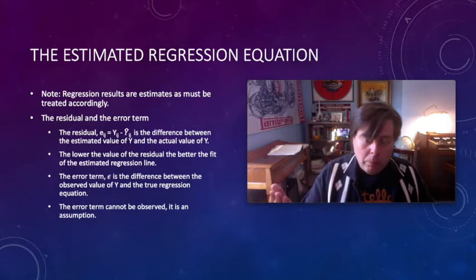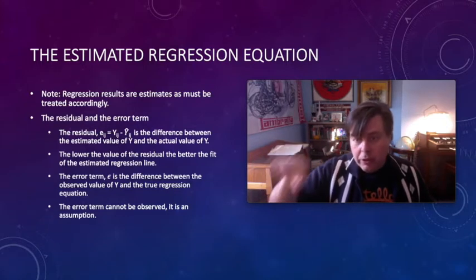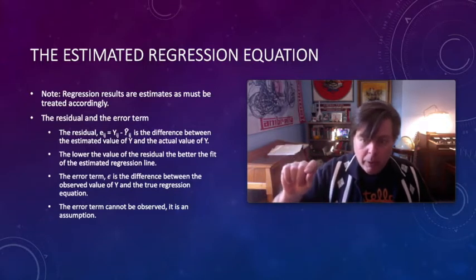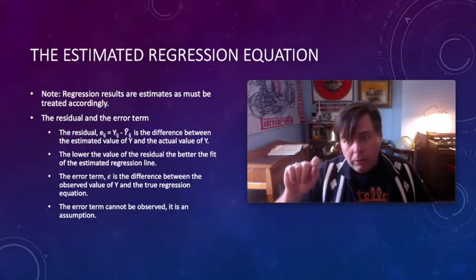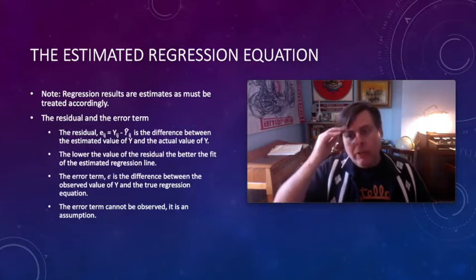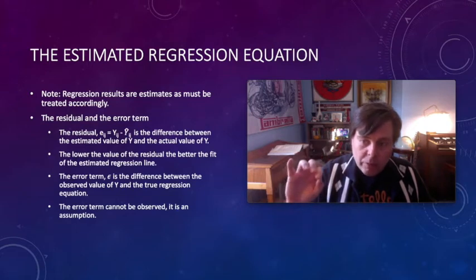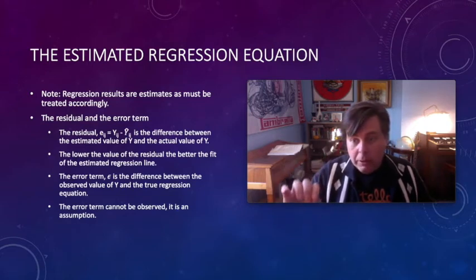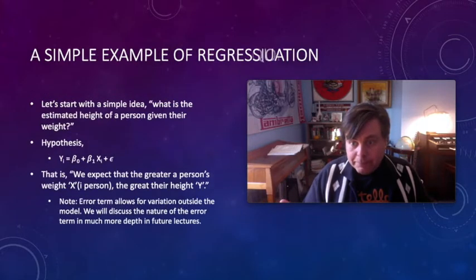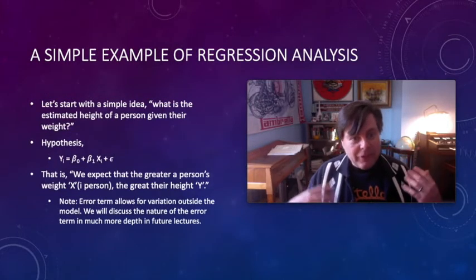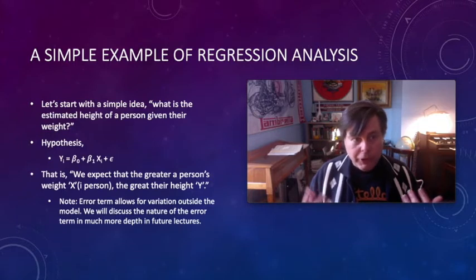But we would hope, and this is our assumption about the error term, that sometimes we'll be a little high, sometimes we'll be a little low, and when we balance all those errors out, it's going to be about right. The residual, on the other hand, is the idea of, well, what specific errors did we actually make in our estimated value of y?